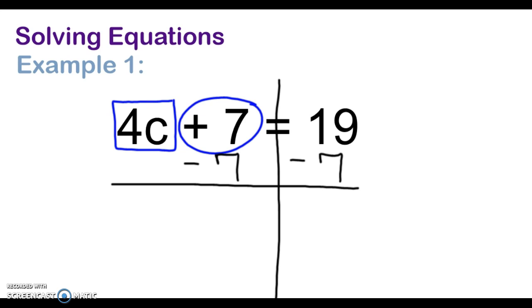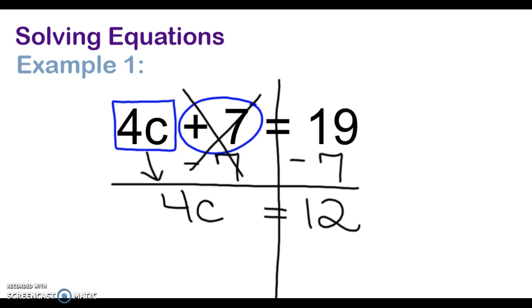So step 3 says to bring the box down. Okay, so we bring 4c down and we simplify the rest. So 7 minus 7 cancels out and 19 minus 7 equals 12. And then because we have 4 times c, we have to do the inverse of multiplication, which would be either to 1, divide by 4, or multiply by the reciprocal of 4, or I like to say this is everybody's favorite step. We're going to go ahead and divide both sides by 4, and when you do 12 divided by 4, you get that c equals 3.